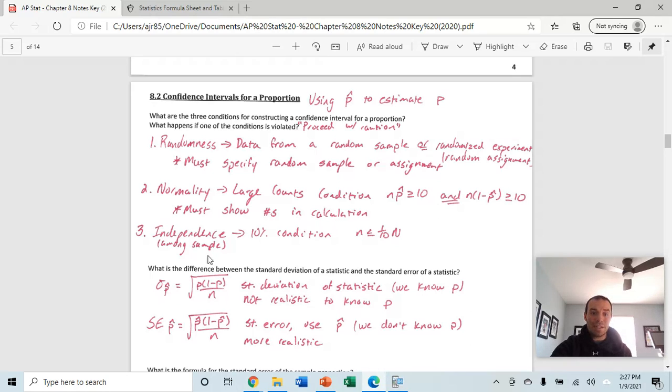Finally, we have our independence condition amongst our samples, which is our 10% condition. That just means that our sample size n must be less than or equal to 1/10, or 10%, of the population size. These conditions are something that you need to memorize. When you see proportion problems, you need to know: I'm checking my randomness condition, I'm checking my large counts or normality condition, and then I'm checking my independence condition. They must be checked on every single confidence interval problem for a proportion.